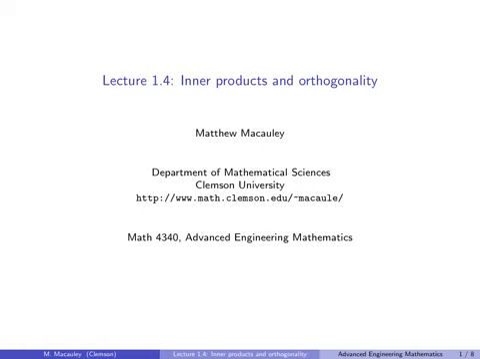Welcome to Lecture 1.4, Inner Products and Orthogonality. Thus far, in this class, we've introduced the notion of a vector space and related concepts. Now, a vector space consists of a set of vectors that is closed under addition and subtraction and scalar multiplication.